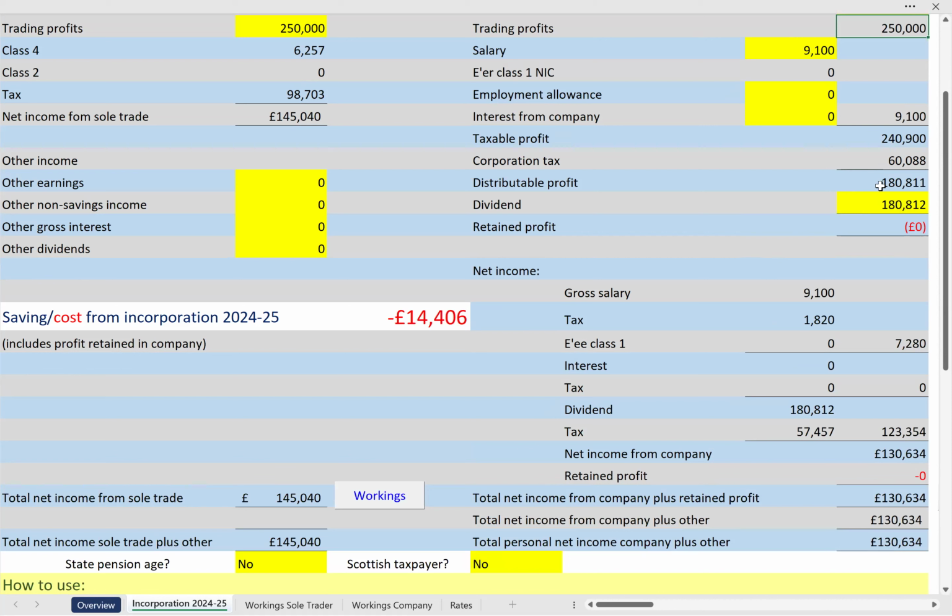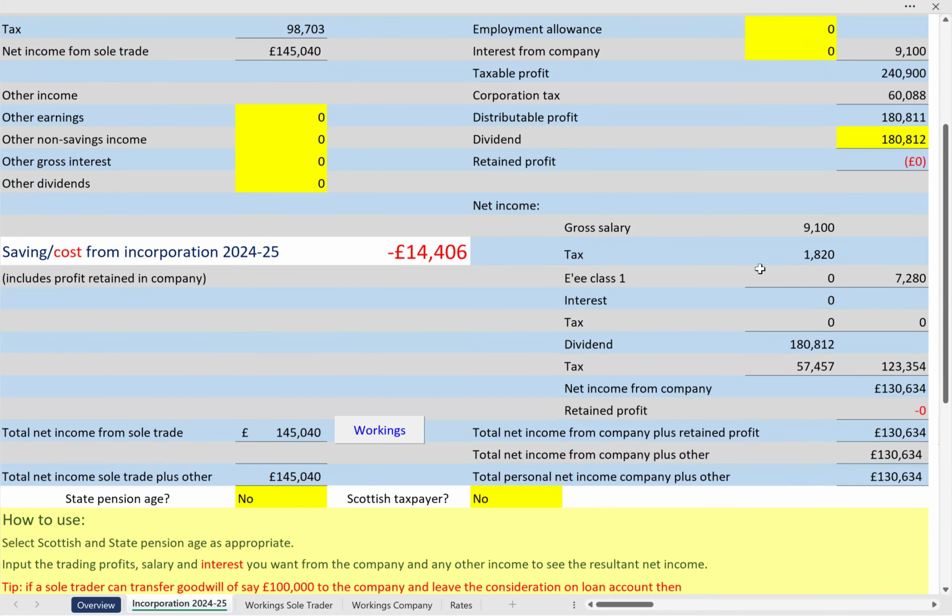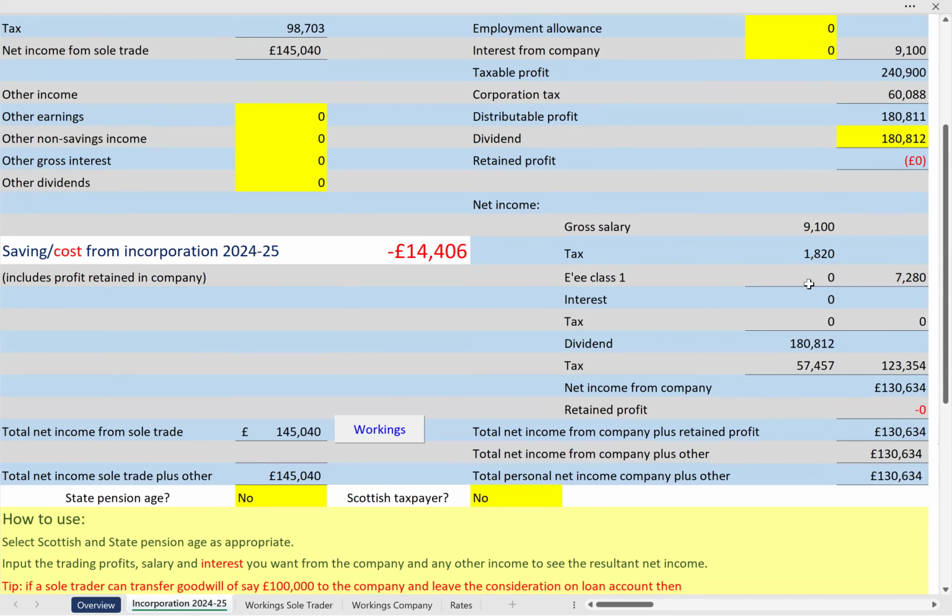on the dividends largely, and this app assumes in the optimization version that we extract all of the distributable profit by way of dividend. But we then work out the salary, tax on that, there'd be no NI at that level, and then tax on the dividend. And we see that the net income, instead of being 145,000 for the sole trader, has dropped to 130,000. We're actually worse off by over £14,000.